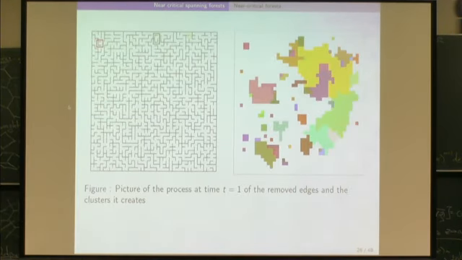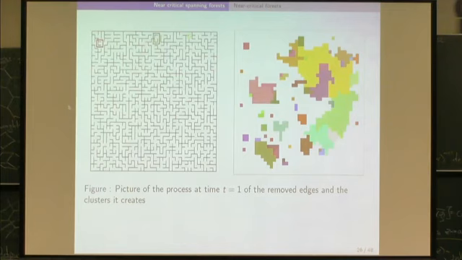So here I represented a picture at time t equals 1 of what we could get. So here is this uniform spanning tree, and all the red edges that appear here are removed by the Poissonian procedure. And you see that each time you remove an edge from a uniform spanning tree, you create a new cluster, a new connected component. And so you will get many connected components at this time, and they are represented on the right-hand side.